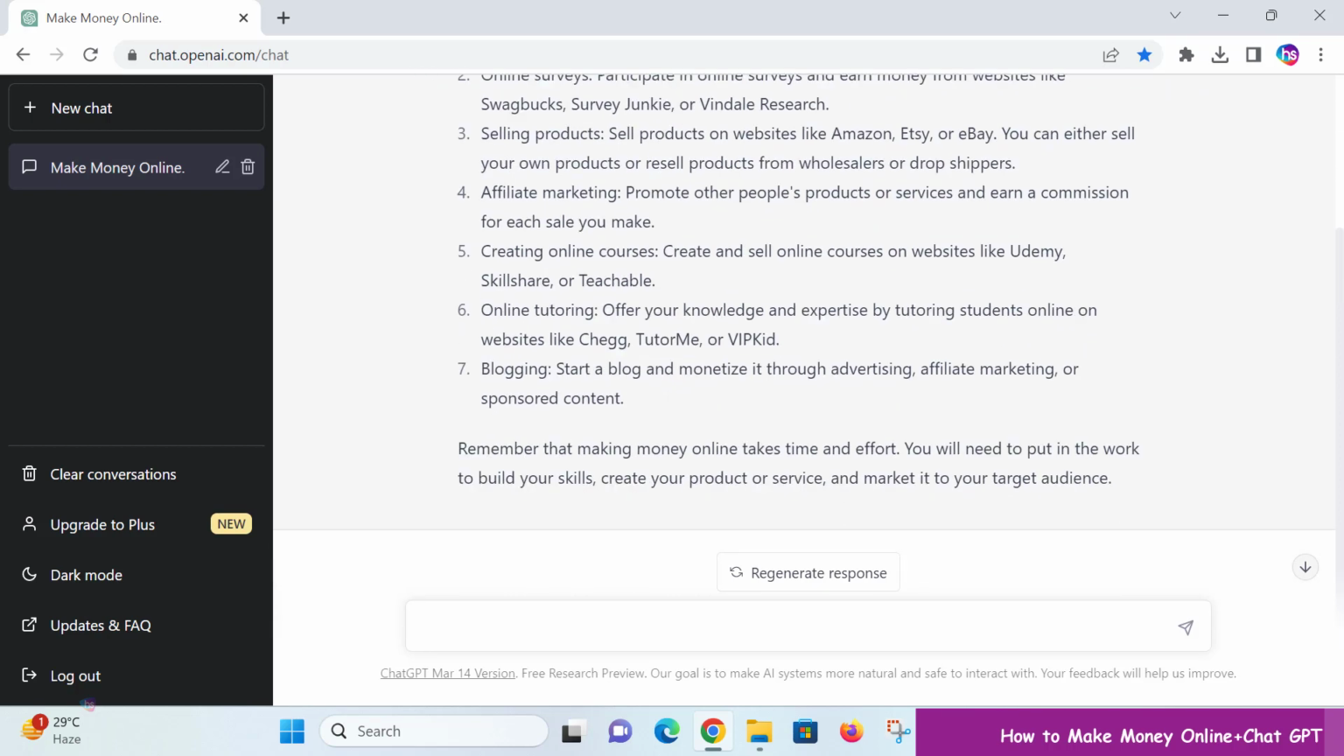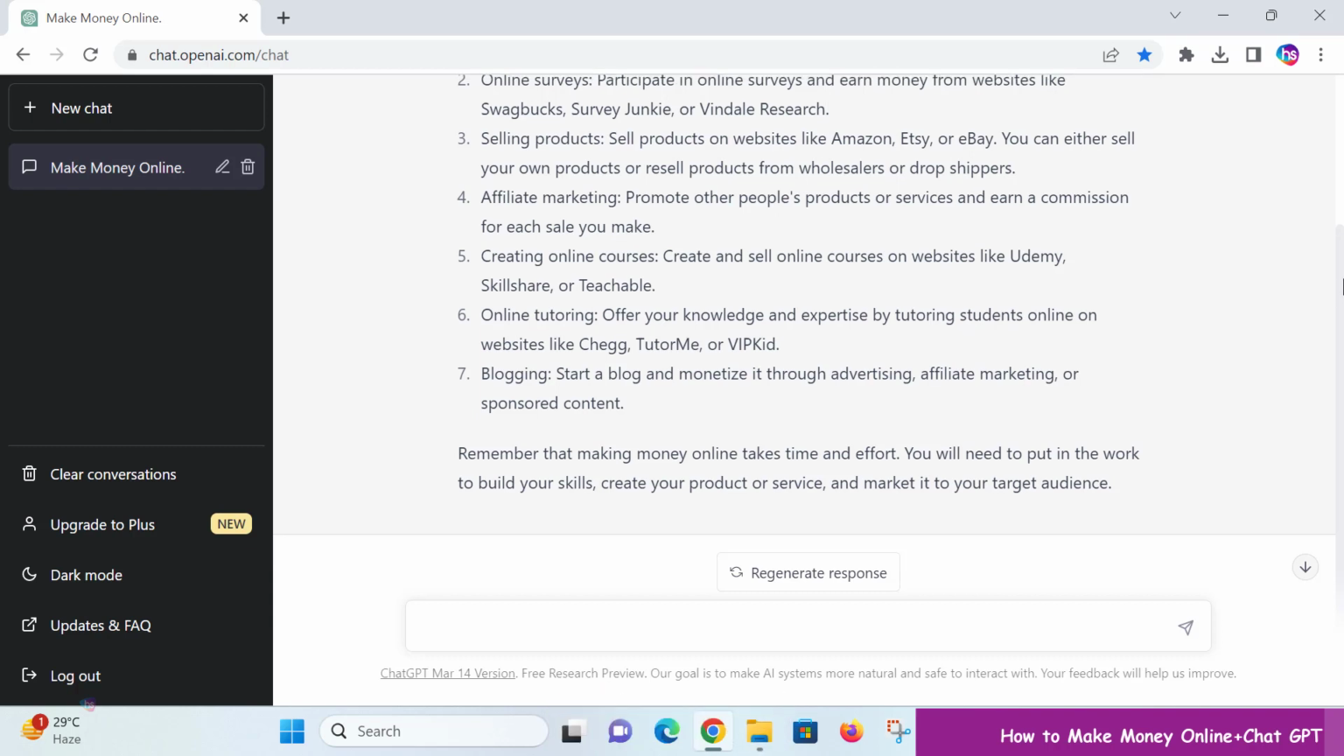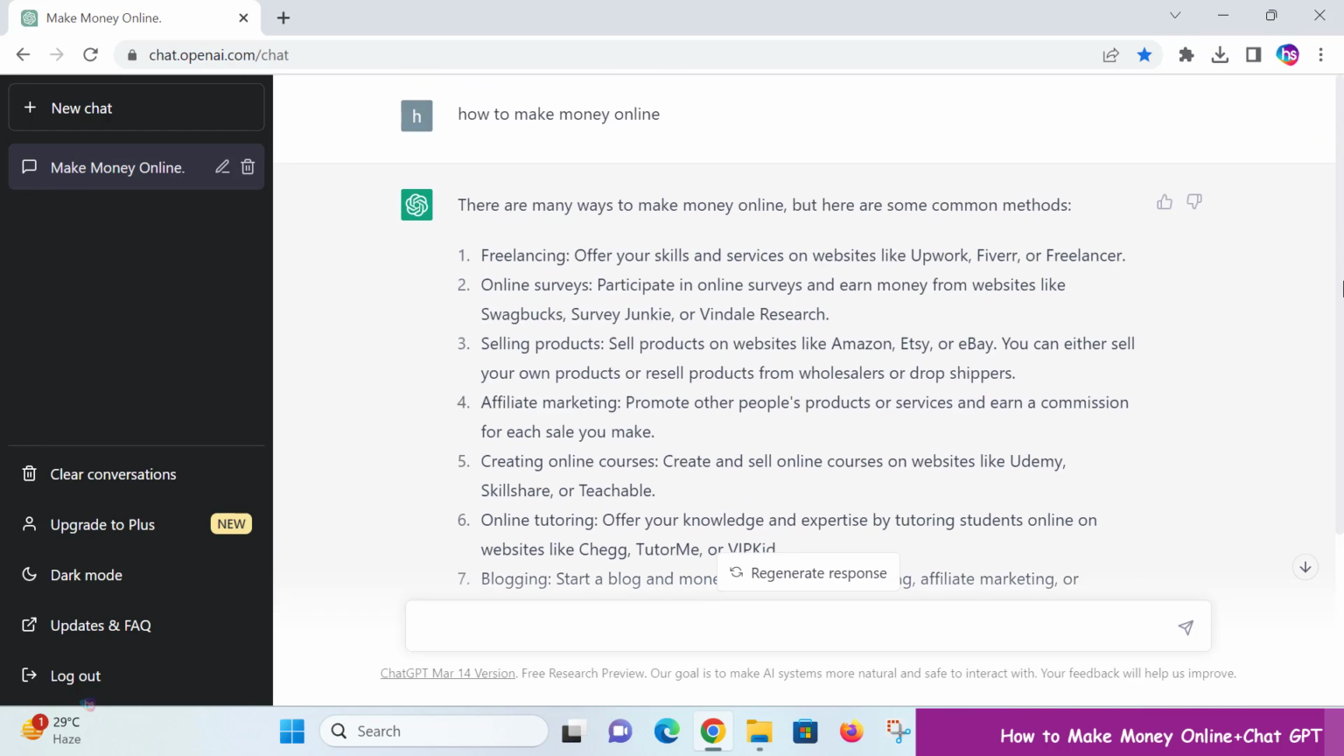And remember, making money online takes time and effort. You will need to put in a lot of work and build your skills, create your products and services, and you have to create a portfolio. You should be aware of the market you are in. Define a target audience, and you have to present continuous service and work over there.